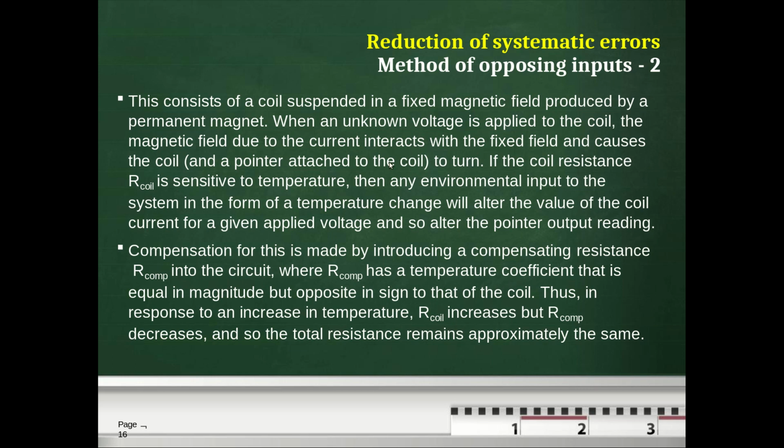It's equal in magnitude to the coil resistance that's sensitive to the temperature, but in the opposite direction, so they cancel each other. Okay, approximately they cancel each other, and the total resistance that we measure stays approximately the same, because we use something that cancels the environment input.